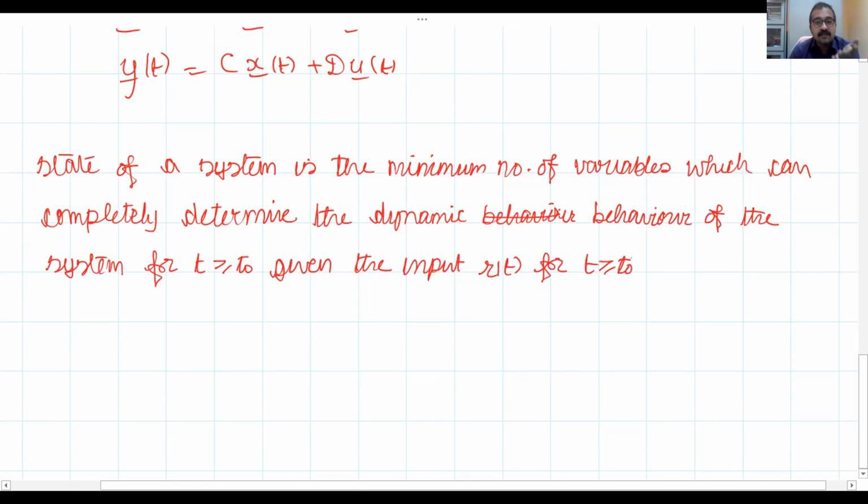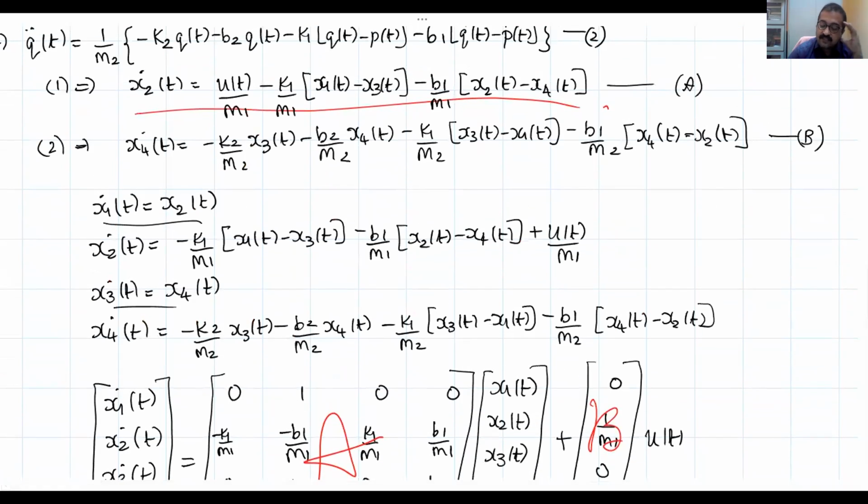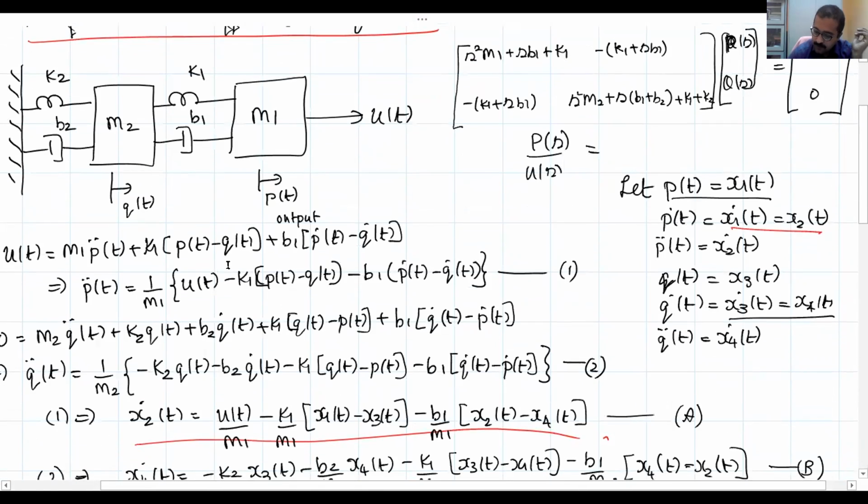Okay, so if you are given the input signal, along with the input signal, state variables are the minimum number of variables which can completely describe the dynamic behavior of the system. You see what was our x1, x2, x3 here. X1 was the displacement of mass m1, and x2 was the linear velocity corresponding to mass m1. Similarly x3 was the displacement of mass m2, and x4 was the linear velocity corresponding to mass m2. So you can completely describe the dynamic behavior of the system if you are given the input function. That is what a state variable is.